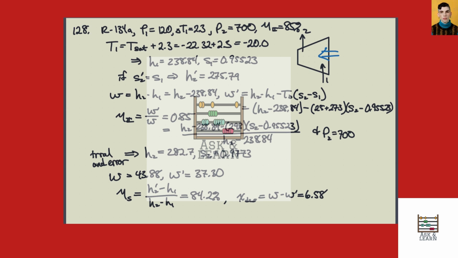Now, to figure out the isentropic efficiency, that is just for a compressor that has no heat transfer: H2 prime, the isentropic enthalpy out, minus H1, all over H2 minus H1. And so that comes out to be 84.2%. So actually very close to this. And then they want the exergy destroyed, and that's just the difference in these two guys. So that's the specific exergy destroyed. So that's 6.58 kilojoules per kilogram of exergy that was destroyed in the actual process.